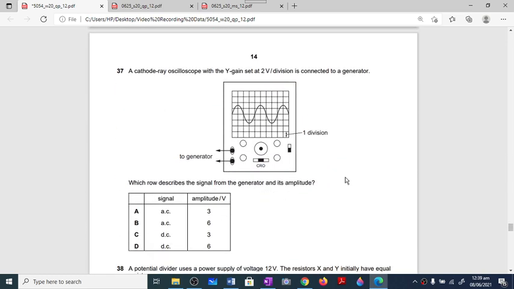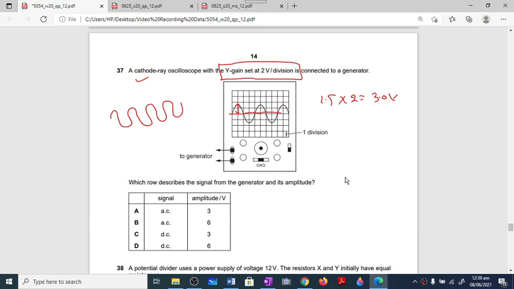Now this question is related to the CRO. He is saying that for the Y gain, the scale is given 2 volt per division. Now you can see from this that it is 1.5 boxes. So in order to calculate the amplitude, I will multiply 1.5 into 2, so I will get 3.0 volt. So the amplitude will be 3.0 volt and this signal is changing its value. So it is sinusoidal, or it is the alternating current. So for 37, option A is the valid option.